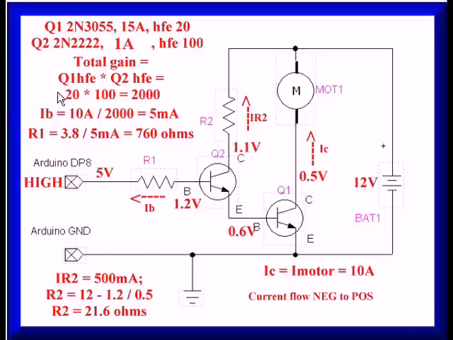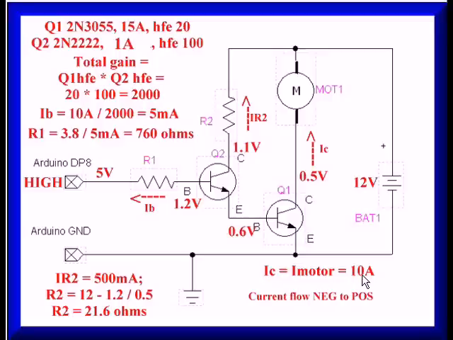Okay, let's find out how much current we need first. Alright, let's go back up here. Look at our HFE of 20 times 100. Well, that is 2,000. Now we have an HFE of 2,000. I still need 10 amps for my motor. Divided by the HFE of 2,000 is around 5 milliamps. Okay. What have we got here? 3.8 volts is dropped across R1. Divided by the 5 milliamps from the base current back to Arduino, it's 760 ohms. And so I need a 760 ohm resistor right here at 5 milliamps to give me 10 amps out.